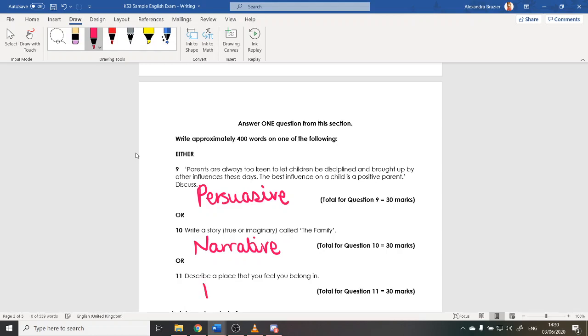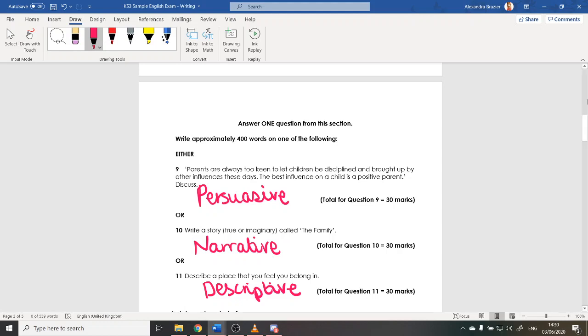And the last one is a descriptive piece. Again, it's in the question. And we want you to describe something. Now, when you describe something, we don't want you to just say, it's big, it's blue, it's round. We want you to be a lot more detailed. And it might ask you to describe a place, a person, a time. So each of these is worth 30 marks. They're all worth the same.